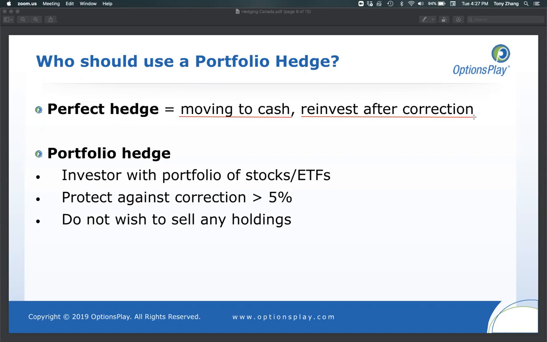However, not everyone has the flexibility to do that. Perhaps you have concentrated positions where you have a really low tax basis and you don't want to sell your stocks. Maybe you rely on some stocks for dividend income, so you don't want to lose that income stream. There are various reasons that investors may have equity investments that they cannot move into cash, but they are still concerned about a correction. If that's you, an investor with a portfolio of stocks and ETFs who wants to protect against a correction greater than 5% and does not wish to sell any holdings, that is when you want to consider buying a put option on your portfolio.